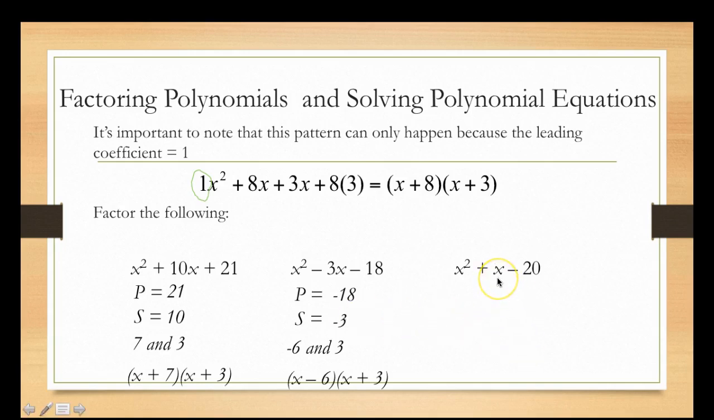The last one. Product, negative 20. Sum, positive 1. So now what can I multiply together to get negative 20 and add together to get positive 1? Well, I think 5 and negative 4 will work. So my factors are x plus 5 times x minus 4.